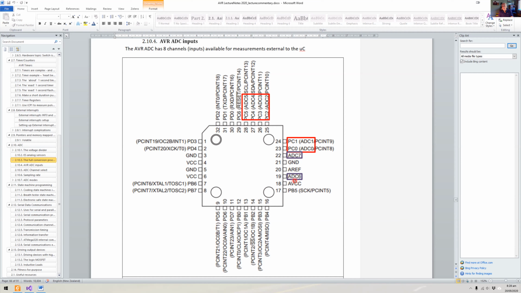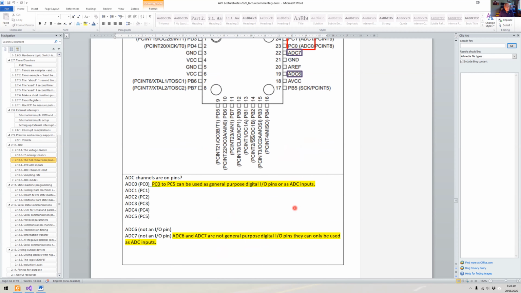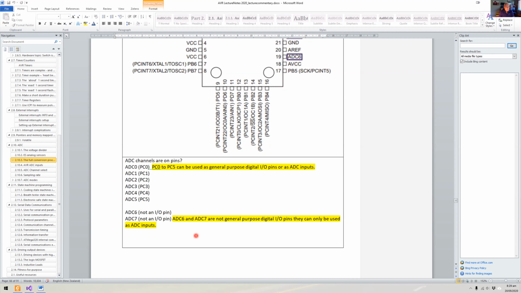Of course, on bigger microcontrollers, like the 80 mega 64, 128, 2560, all those sorts of things, there are plenty in the 8-bit range that will have at least these 8, if not more, pins on them as well. So just to be clear, these 6 can be used as general purpose pins, and these 2 cannot be used as general purpose IO pins. They're only available as ADC inputs.